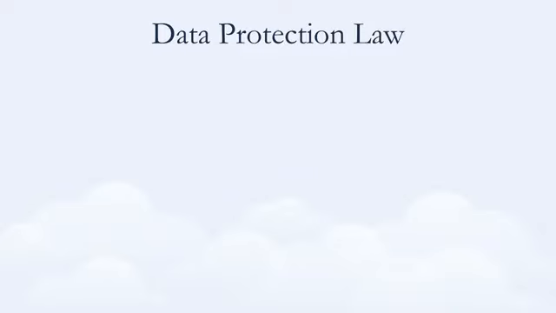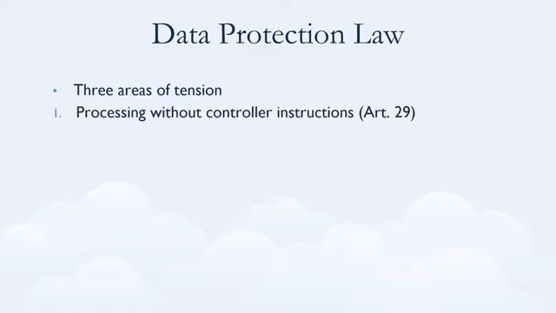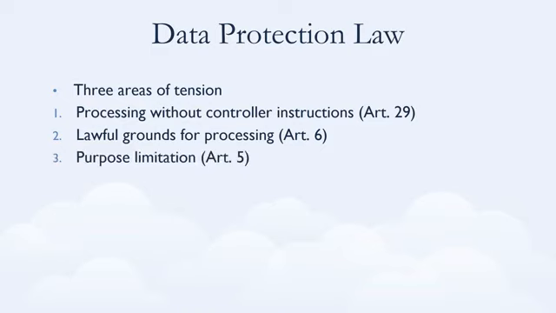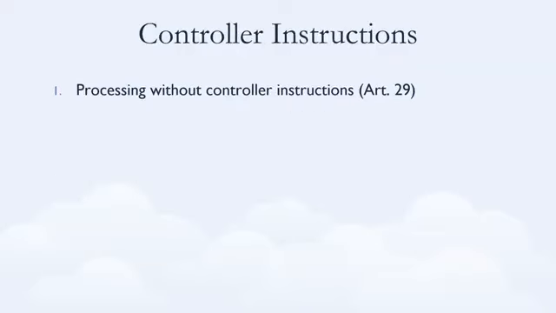So that's the scenario. Let's look at data protection law. So in our research, we identify 3 areas of tension. That is, areas where that disclosure to the US government comes into conflict with the provider's obligations under the GDPR. And that is the question of processing without controller instructions, the question of lawful grounds for the processing, and the question of purpose limitation. And we argue that in each of those cases, a provider faces real compliance challenges when disclosing data to the US government. And so for the rest of this talk, I'll deal with each of those issues in turn.